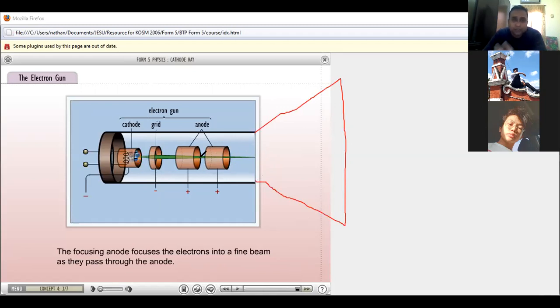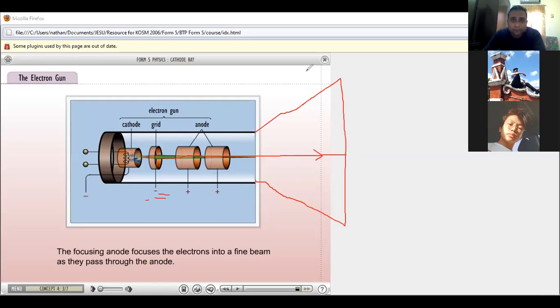Now the thing is, if you want your image to be darker, what you must do is you must make the control grid more negative. So if more negative, that means less electron can pass through. So when less electron pass through, what happens? Your image will be darker lah. It's something like the brightness of your television. You make it more negative, so more difficult for the electron to pass through. Less electron pass through, so your image will be darker.